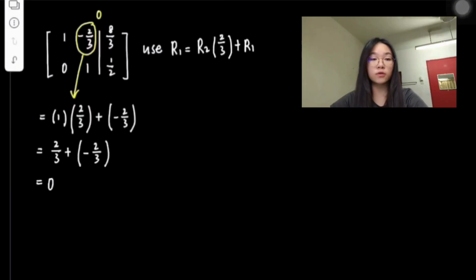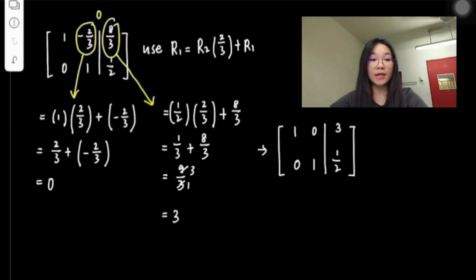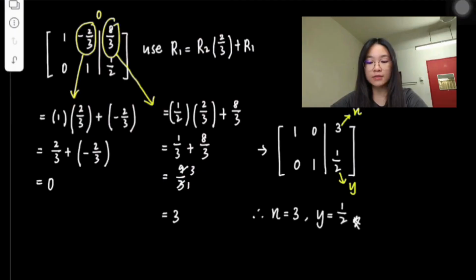The same calculation also needs to be applied to the numbers in the same row. So we substitute 8 over 3 into row 1, and then we get the answer, which is 3. And this will be the final answer, since we already have the identity matrix, where 3 represents the answer for x and 1 over 2 represents the answer for y. So our final answer for x is 3 and y is 1 over 2.